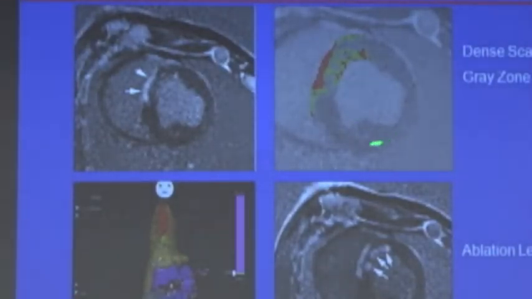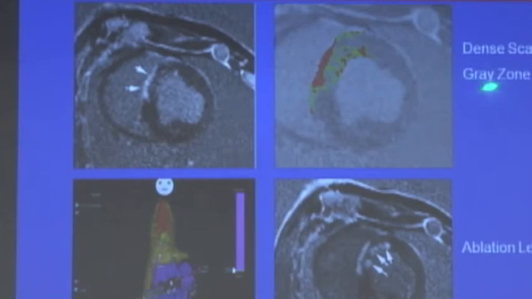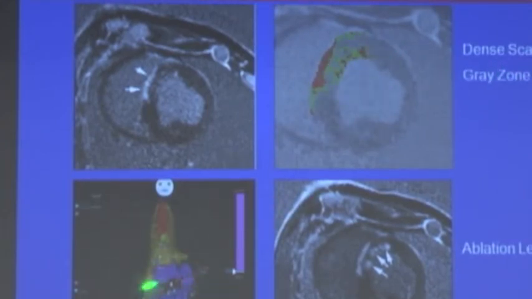So here's one example. Here's an animal showing the dense scar. Here we see, again, a cross section LV RV. Here's kind of the normal looking tissue. Then here's the scar, and then here's this kind of gray zone area here. And I think this probably, even to your eye, looks a little grayer in this area than it does over here. And then here's the colorized images where the red is the dense scar and the gray zone is colorized in green.